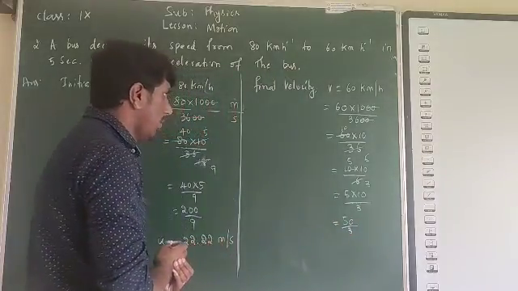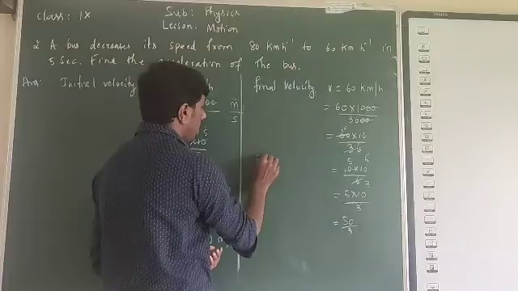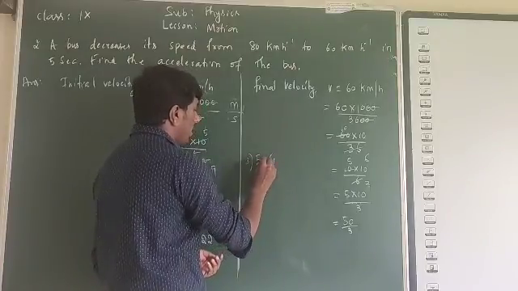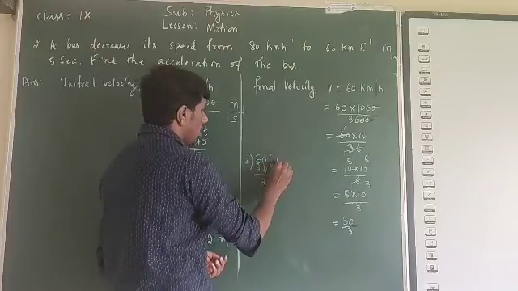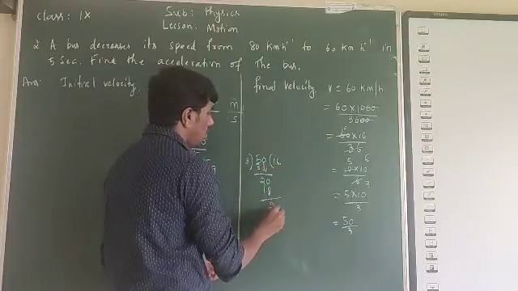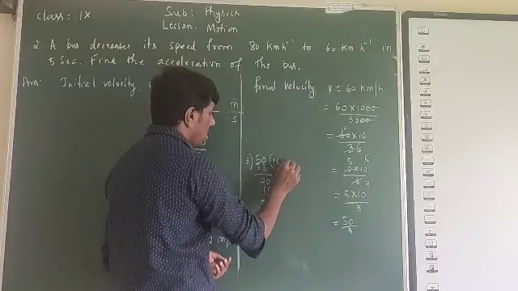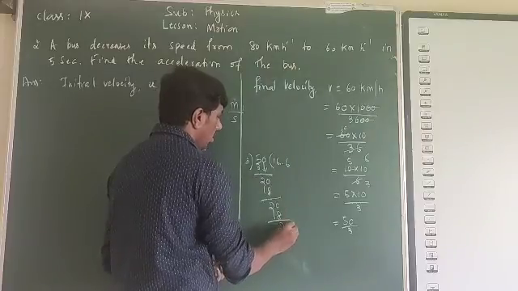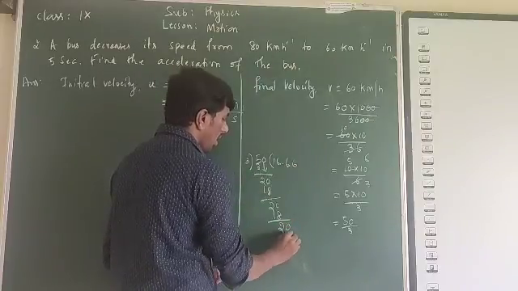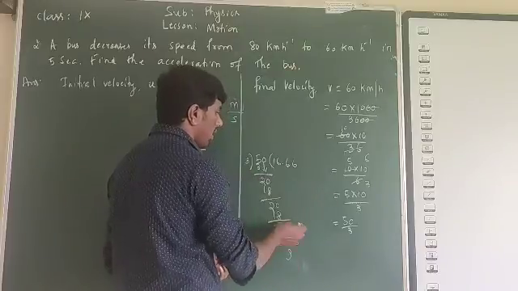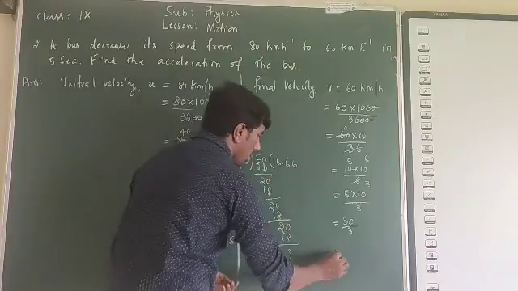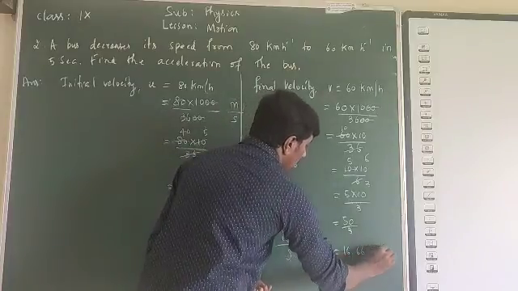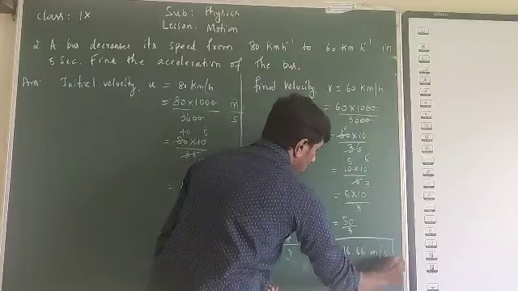So divide 50 by 3. 3 16s are 48, 2 will be remaining. Take the next digit, put the point. 3 6s are 18, again 2, 0. 3 6s are 18, again 2 keeps on going like this. So I can take 2 digits after the decimal point. So v is equal to 16.66 meter per second. This is final velocity.